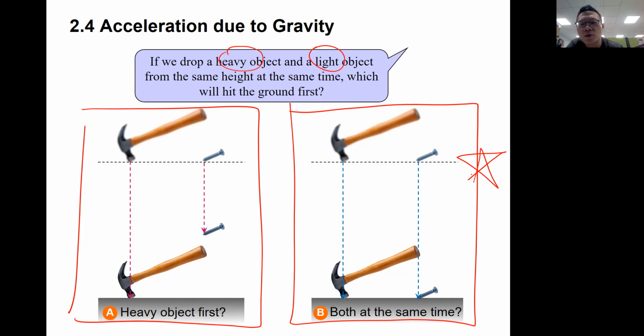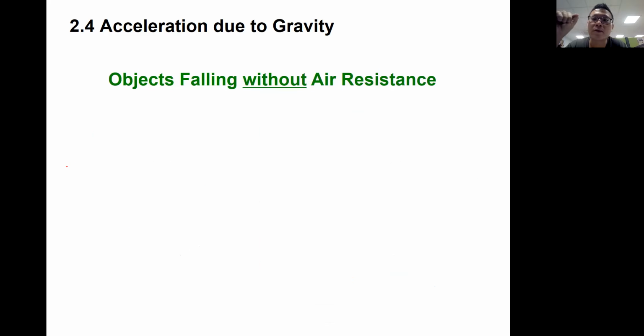The first scenario, we will not dwell on too much, because I think every one of us is quite familiar with it. In our everyday life, if you drop a hammer and a nail, a heavy and a light object, at the same time, you find that the hammer, the heavy object, will definitely reach the ground first, partly because we are dropping them in the presence of air resistance.